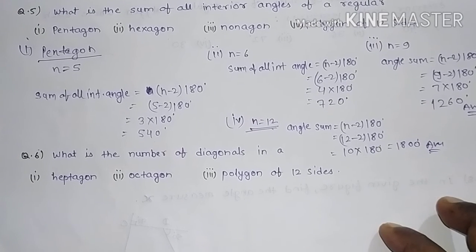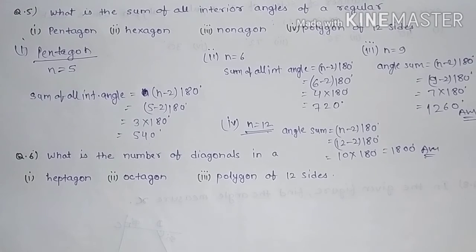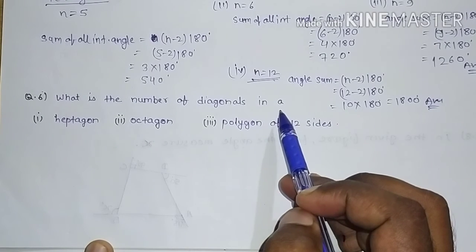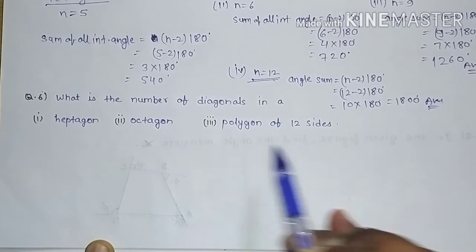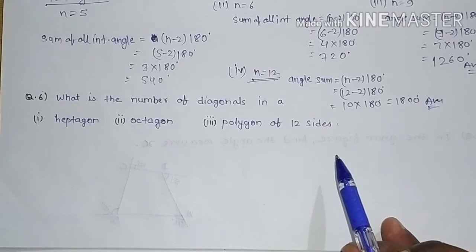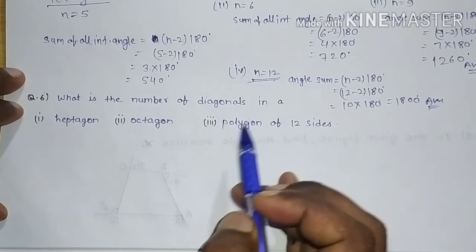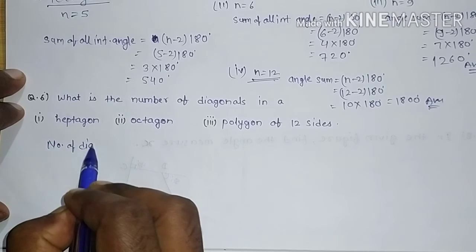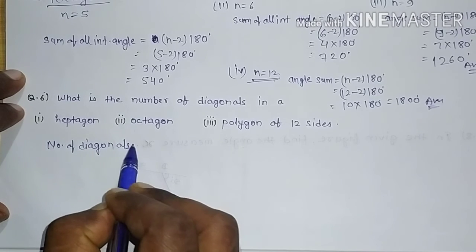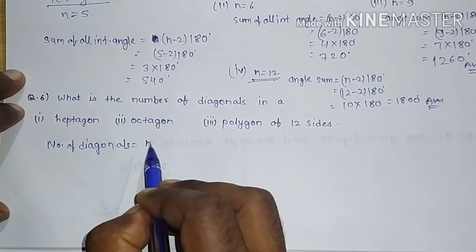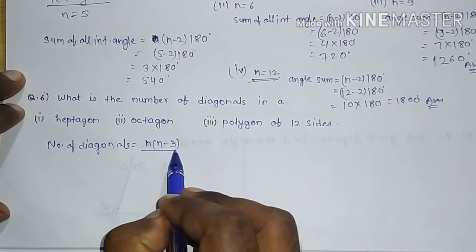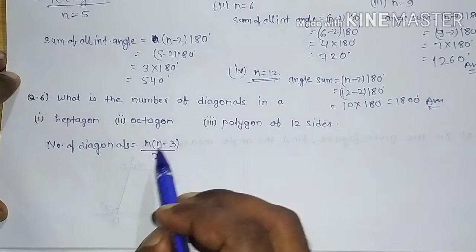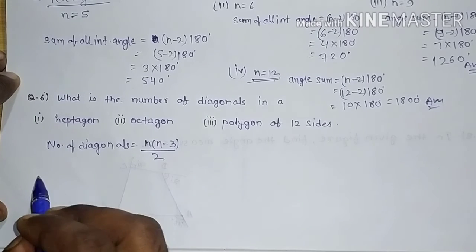Now the next question, question number 6. What is the number of diagonals in the polygons given here? Here we have to find the number of diagonals. We know the formula: the number of diagonals of a polygon equals n times (n minus 3) divided by 2. Simply here we have to use this formula. Question number 1.